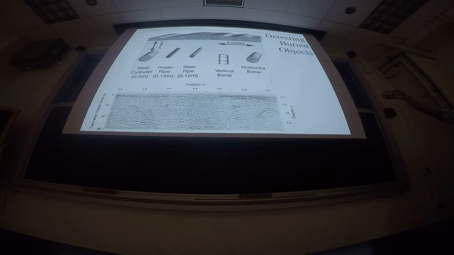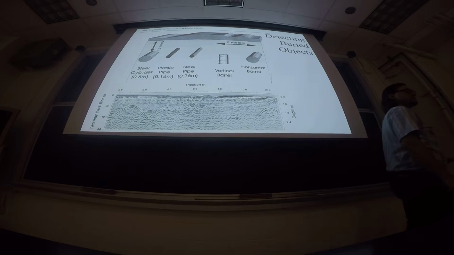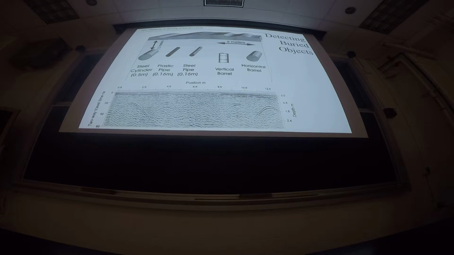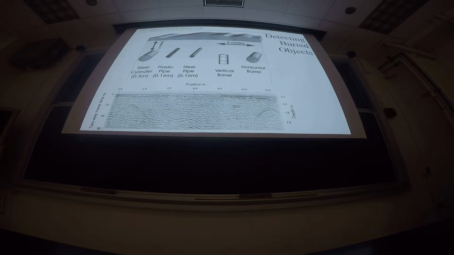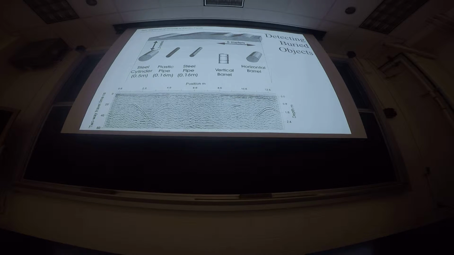Why are they basically hyperbola? Did you talk about that in seismics? That a point scatterer generates a hyperbola? No, you didn't talk about that. Okay.